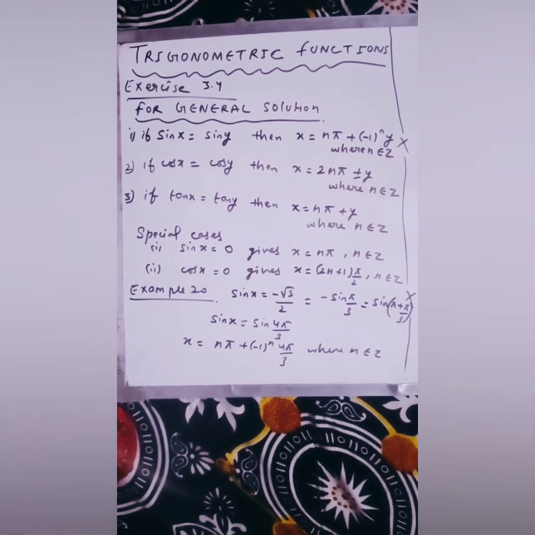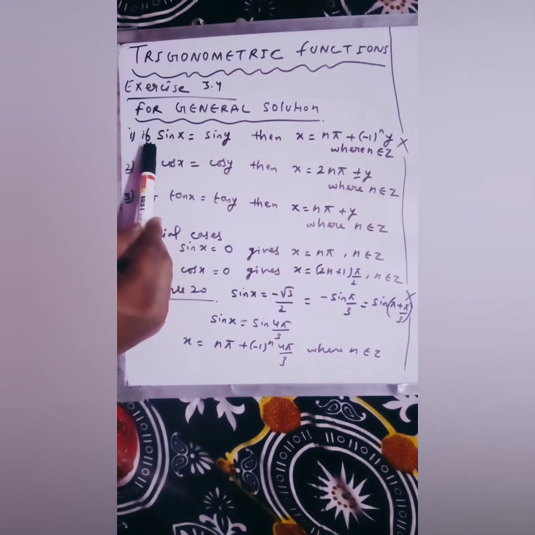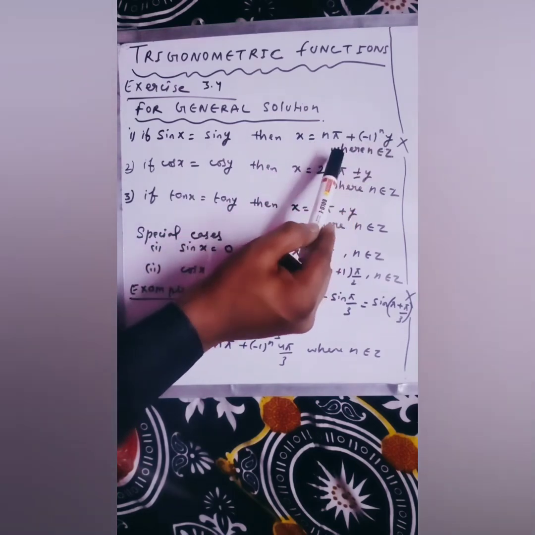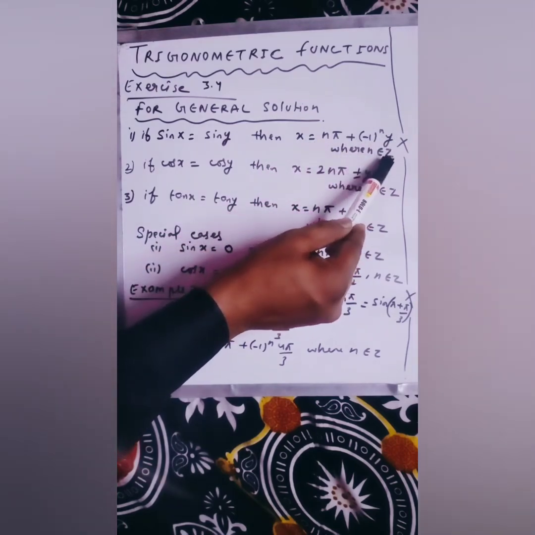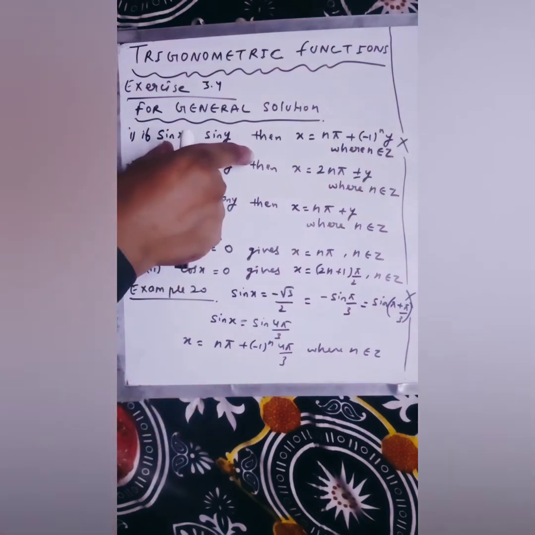Today we will discuss the general solution. In the last video we discussed principal values. Now we will discuss how we can find the general solution of a given function. These are some formulas for general solution. If you get sin x equals sin y, then you have to use this formula, where n belongs to Z, that is, an integer. I will tell you how you can apply this.